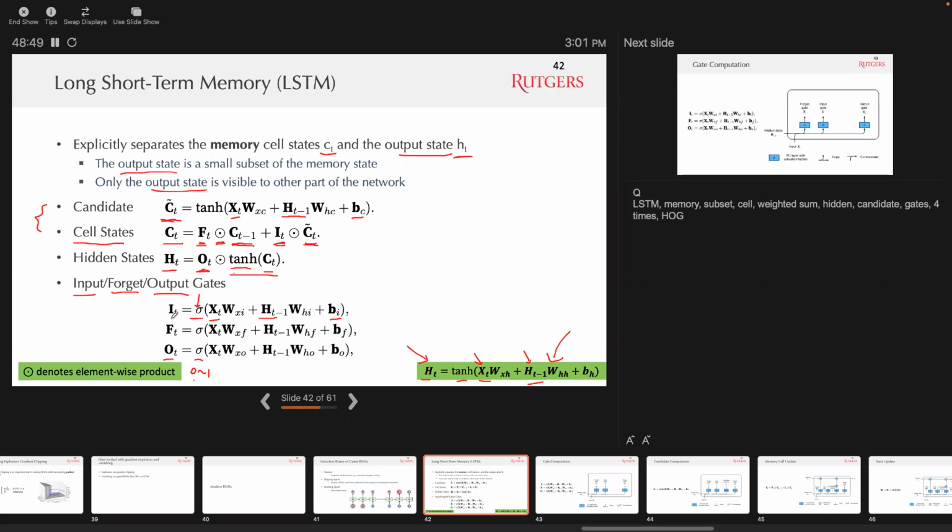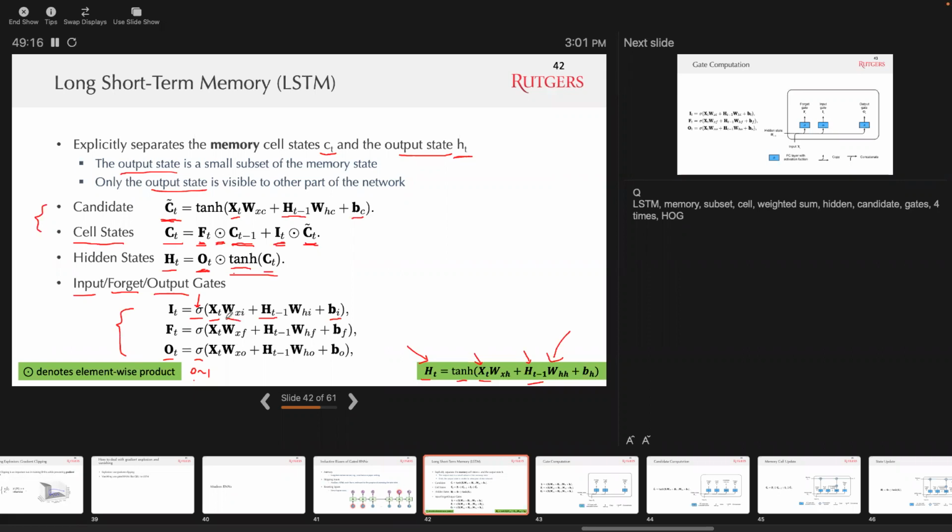LSTM first computes the candidate cell states, and then it computes the current final cell states and computes the output states. Right. And in the course of computing all this, you will need to compute 3 gates. So these are the 3 gates: input gate, forget gate, and output gate. Okay. And when you're computing this, you're going to go through different parameters, right?